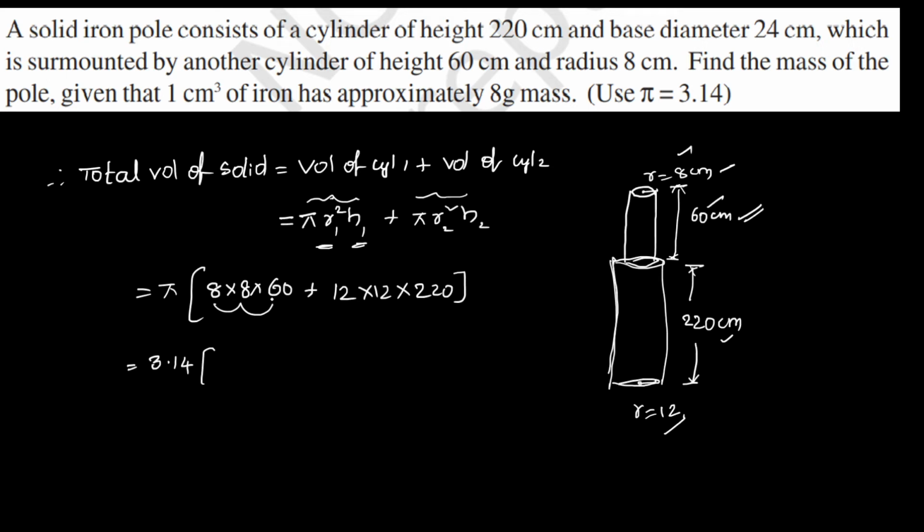We can solve it. 8 into 8 is 64, into 60. 64 into 60 will become 64 into 6, 384, so 3840. Plus 12 into 12 into 220. 12 12s are 144. So 144 into 220, that means 288 into 110, which is 31680. If we add the two, we will get 35520.